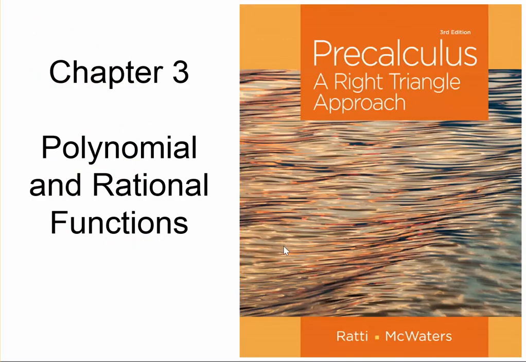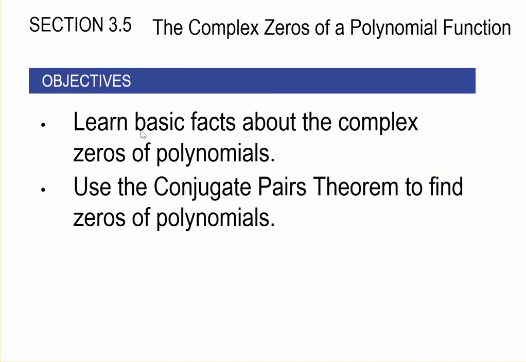All right, now what we want to deal with is all possible zeros. So really what we're doing, we're including the complex zeros now. So think about the square root of a negative number, because we haven't had that yet. And what does that give us? So we're going to learn, again, real quick here, some basic facts of complex numbers or complex zeros, and then something called the conjugate pairs theorem.